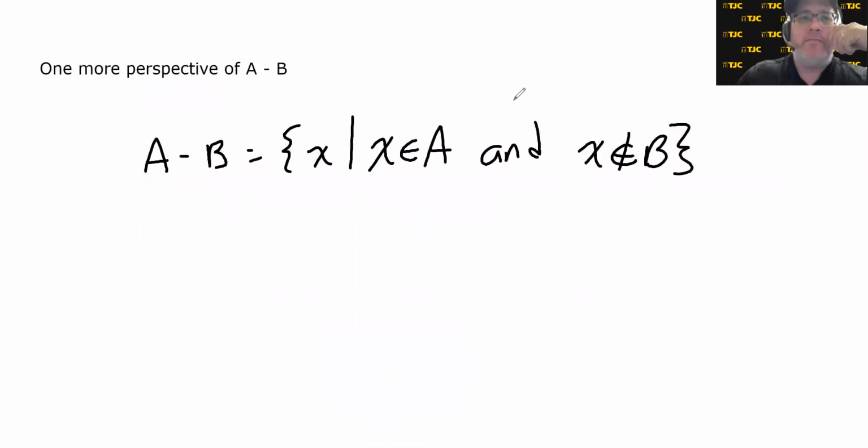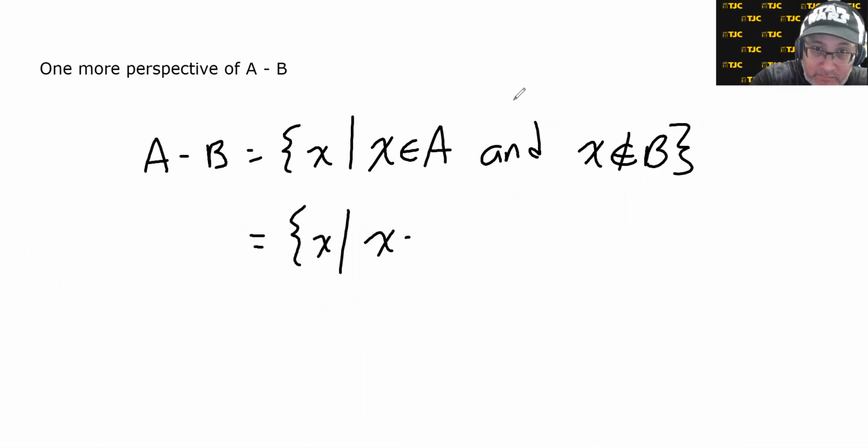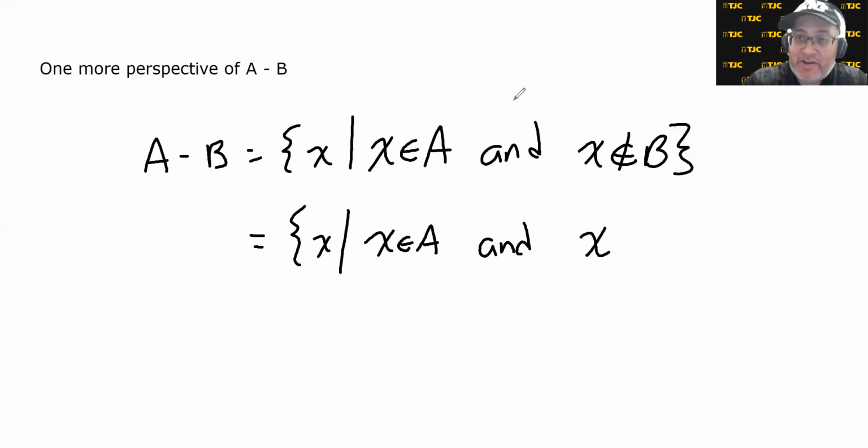I want to take one more perspective of A minus B. What you see here is the set builder definition for it. A minus B is the set of all x's, such that x is an element of A and x is not an element of B. Well, we're going to do a little bit of smoke and mirrors here. If you are not in B, then you are outside of B. And if you are outside of B, by definition, that puts you in B complement. Remember that? Complement are the things outside of a set. So if you are not inside the set, you are outside the set.